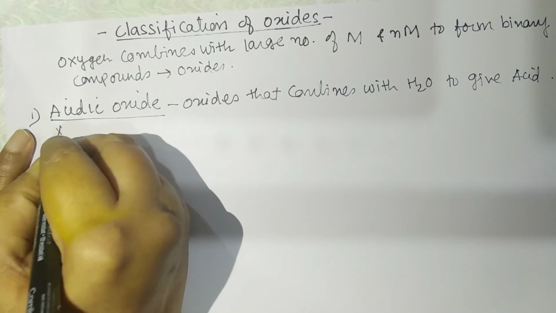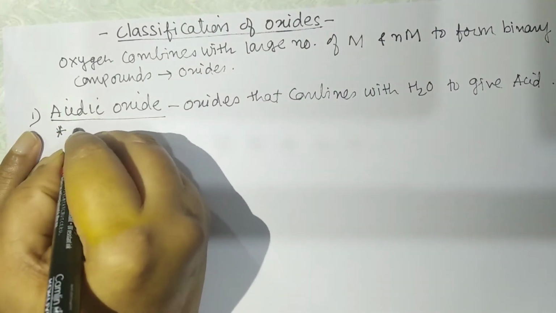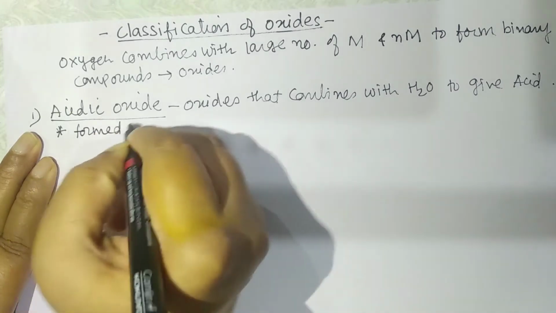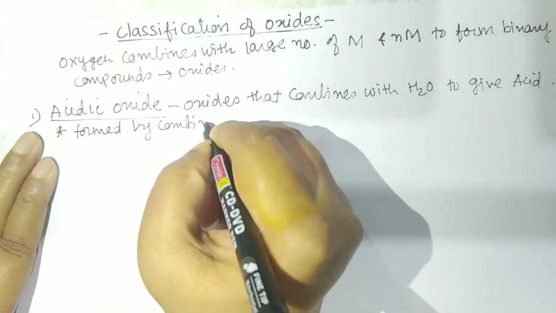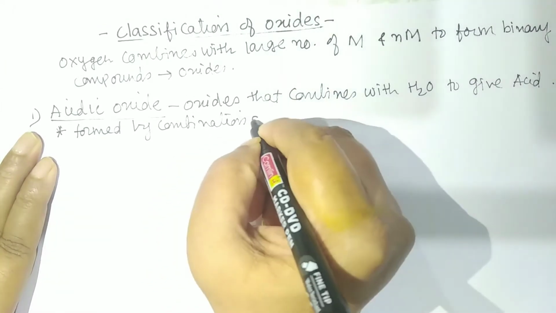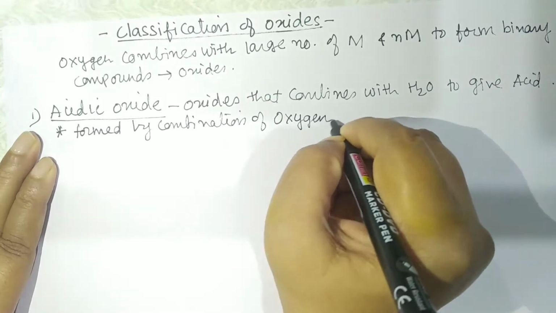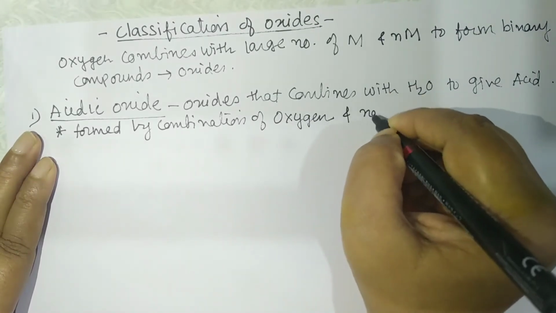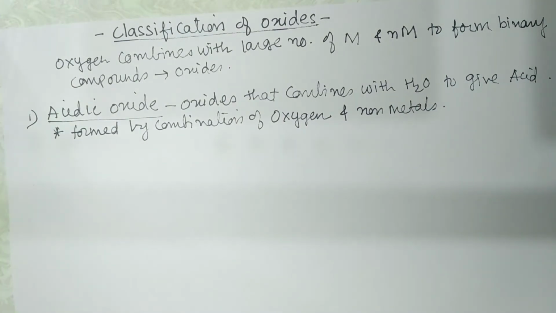So it is very important to note that acidic oxides are formed by the combination of oxygen and non-metals. Now the question is, where are the non-metals? For that, let us take a quick glance at the periodic table.